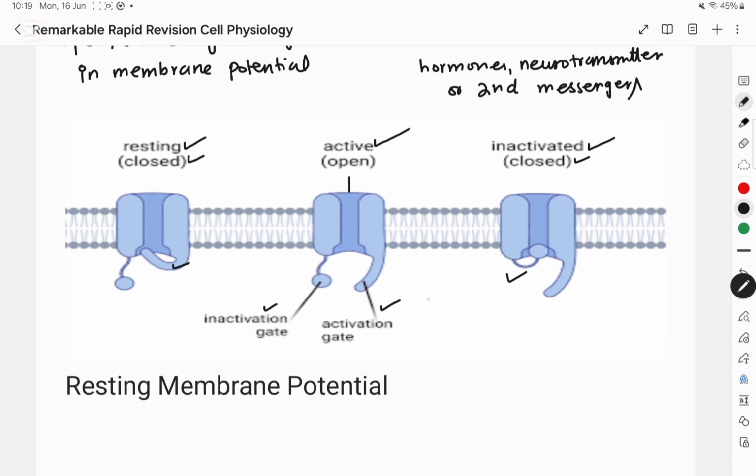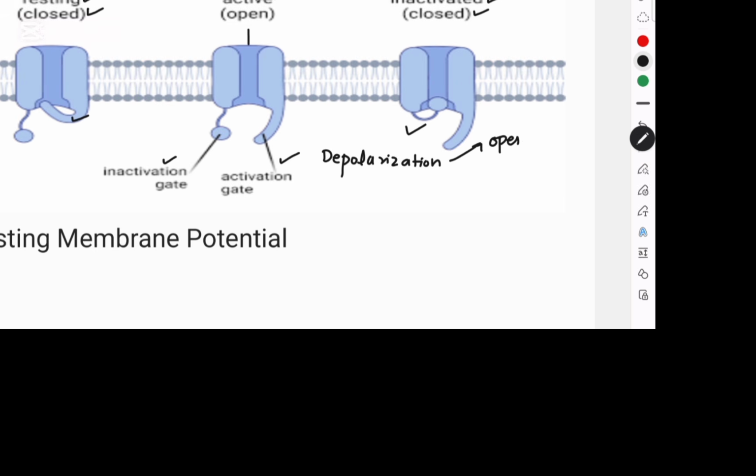Now we'll see the effect of depolarization on these gates. The activation gate becomes open when there is a depolarization, and at the same time this depolarization leads to the closure of the inactivation gate. So if the inactivation gate is closed, we can say that the channel is inactivated. Hence, during the depolarization phase, no new action potential can be generated.